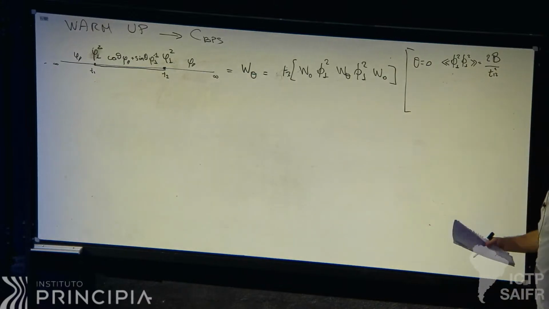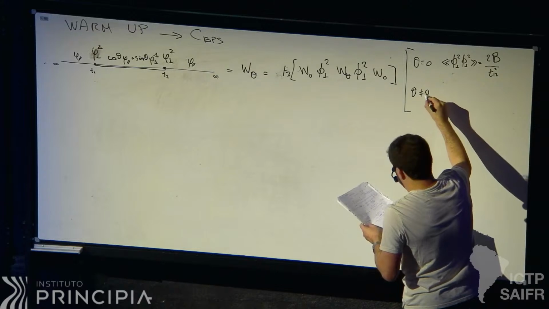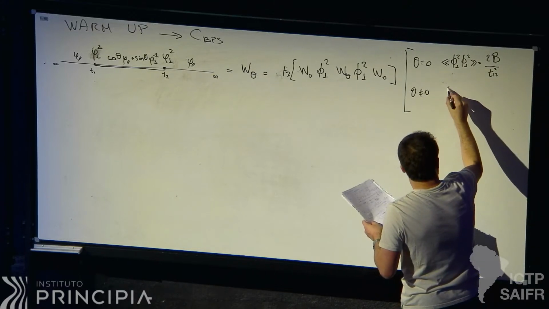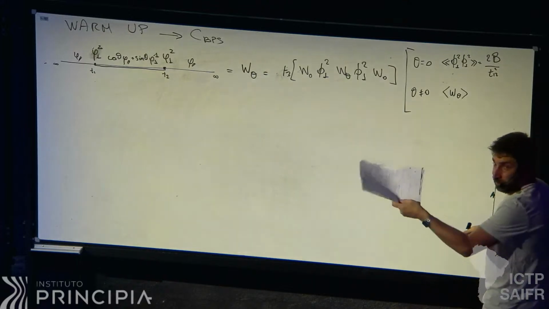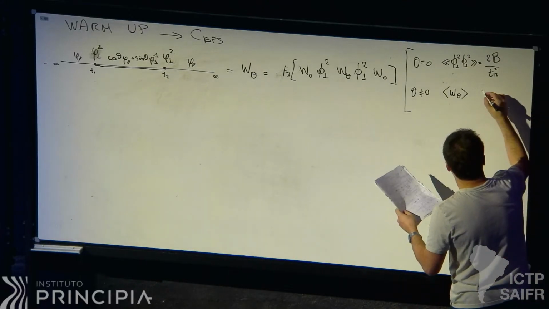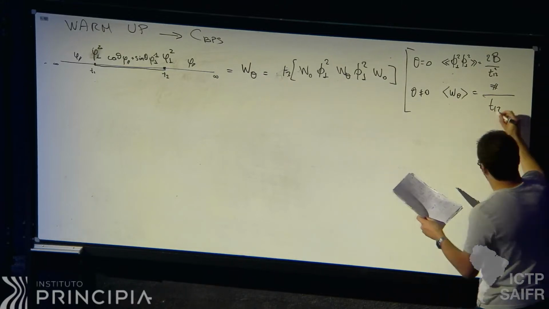But then when theta is non-zero, the vev of W theta behaves as usual, like we were saying before. So it will be proportional to some number over t12, and there is an anomalous dimension.